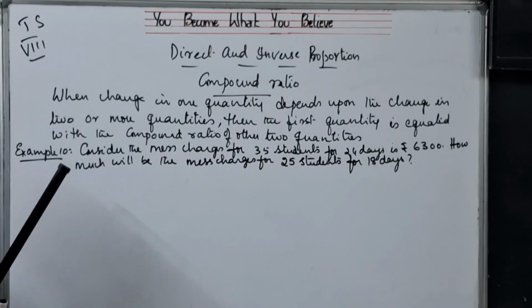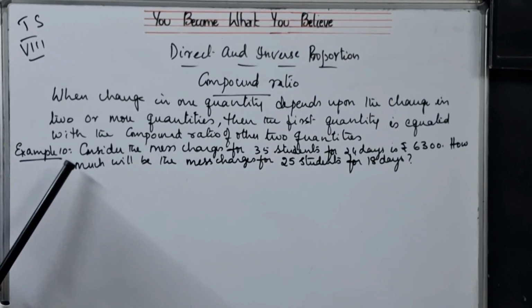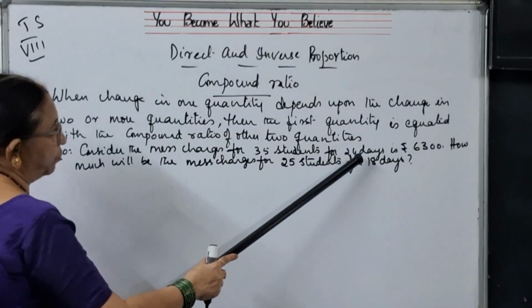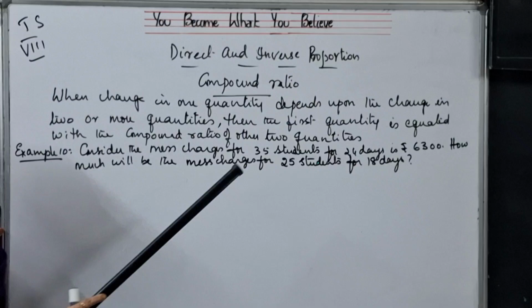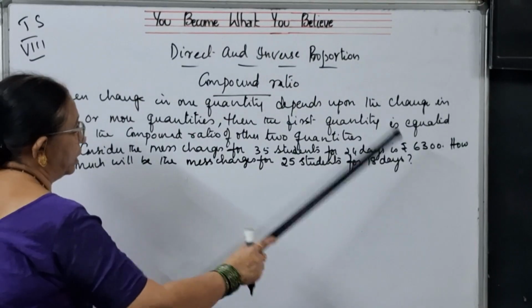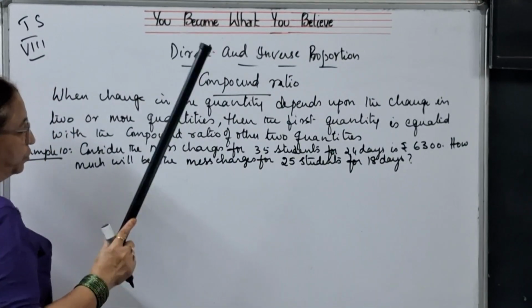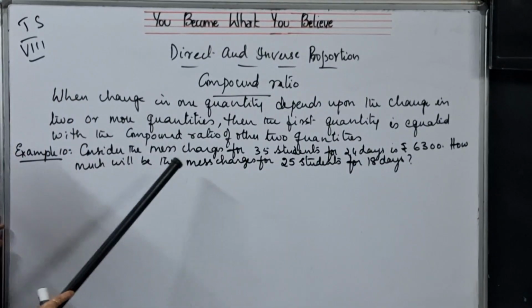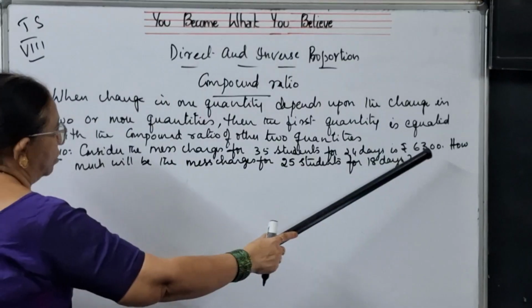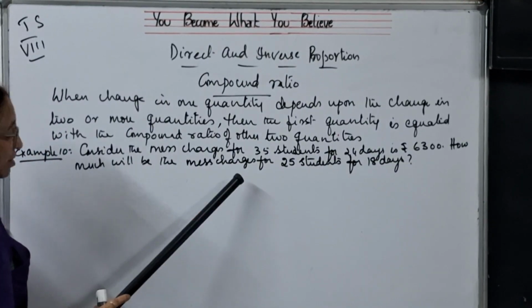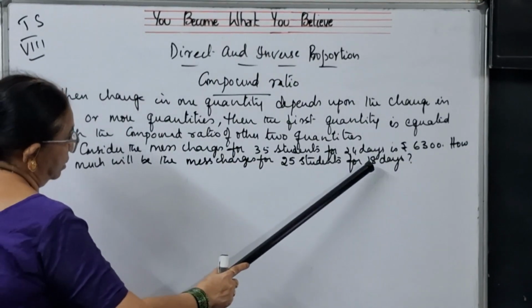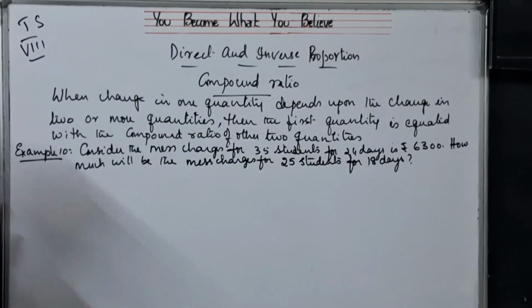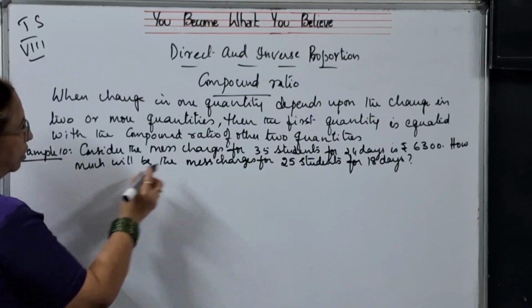For an example, let us see the 10th example. Consider the mess charges for 35 students for 24 days is 6,300. See here, there are three quantities: the number of students, the number of days, and the amount, that is the mess charges they have given. Then how much will be the mess charges for 25 students for 18 days? So see here you have three quantities. How do you need to do it? Let us see.